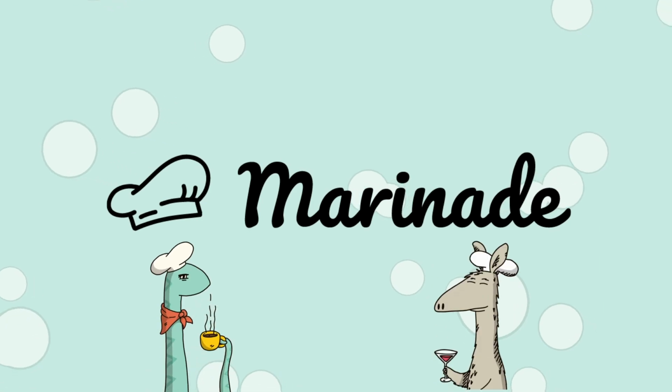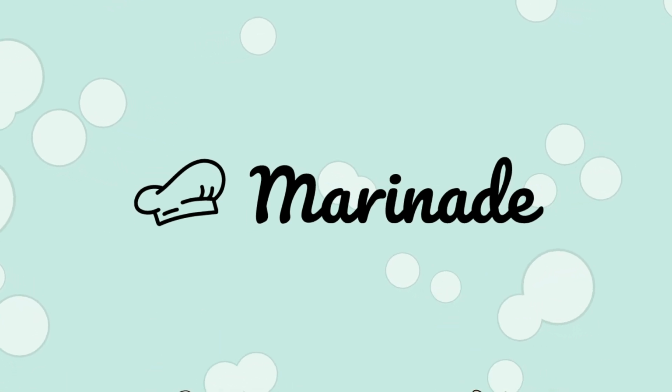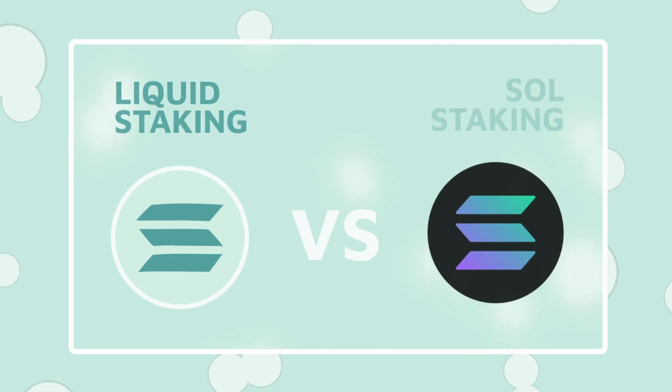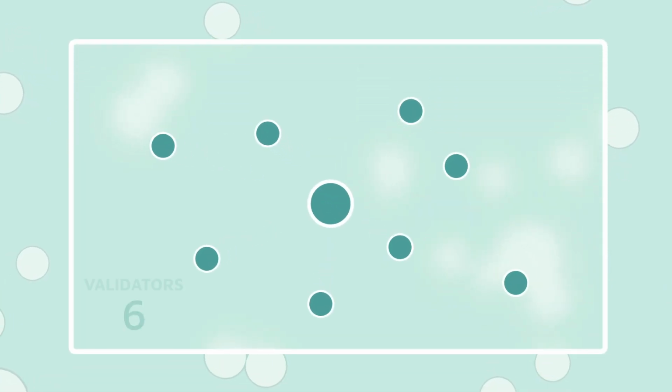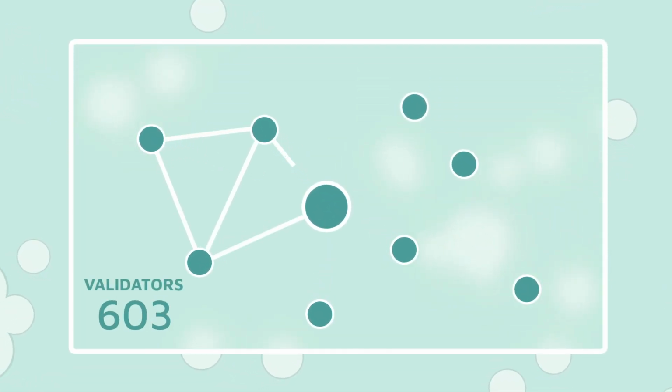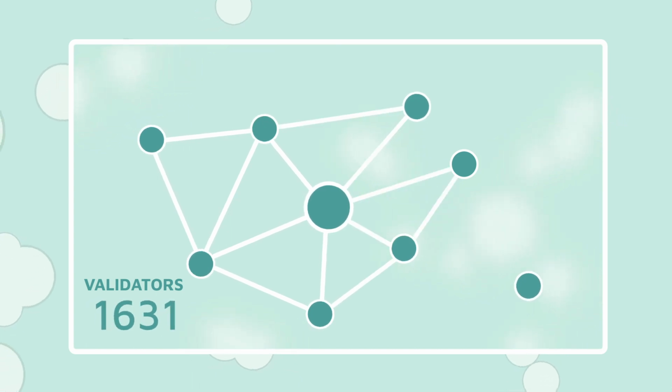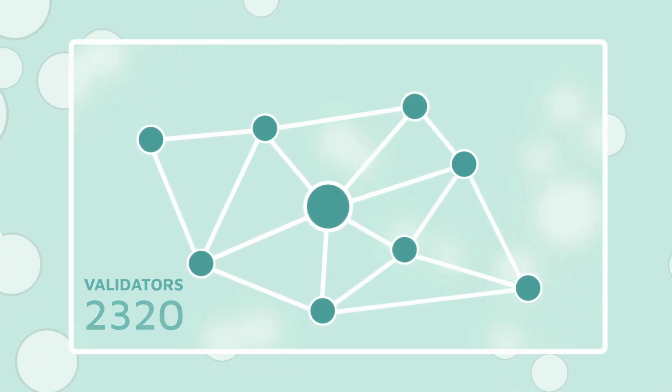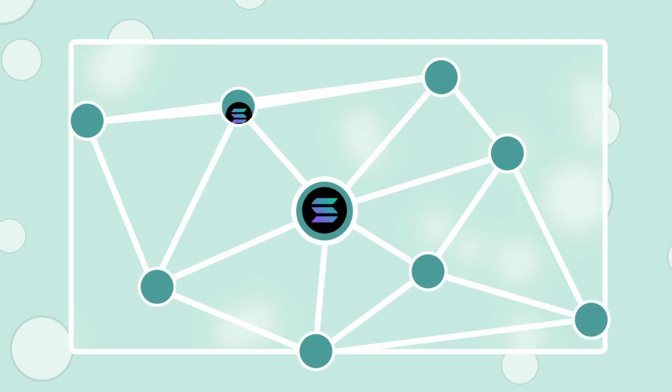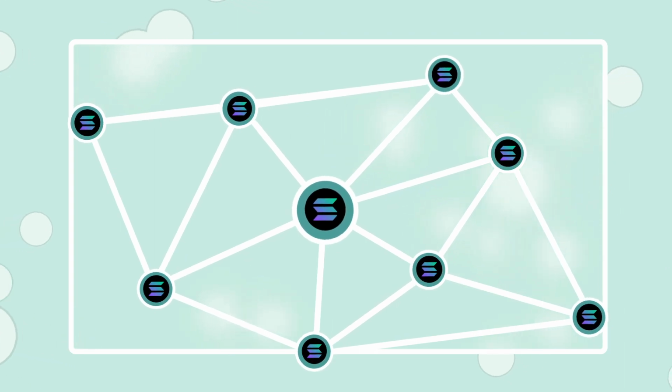Marinade is a liquid staking protocol on Solana. What is liquid staking, and why is it better with mSOL? On proof-of-stake networks, participants can stake their tokens with validators. These validators work together to reach consensus on transactions in a decentralized way. By doing so, validators receive rewards from token emissions and share them with their stakers.